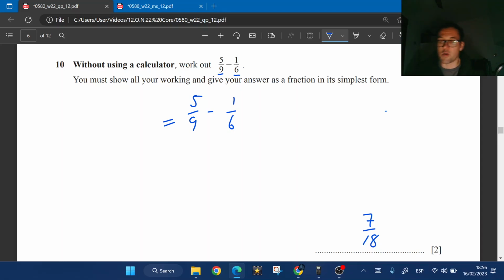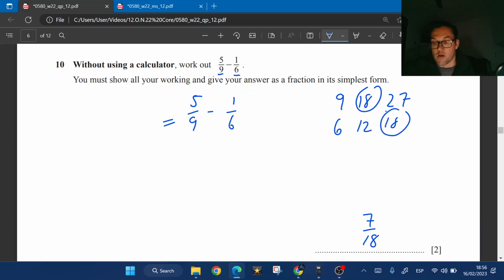So what's the lowest common multiple of 9 and 6? Well, we can do 9 times 6, which is 54, but there's a lower number. If we look at the 9 times tables, 9, 18, 27, and the 6 times tables, 6, 12, 18, 18 is the lowest common denominator.